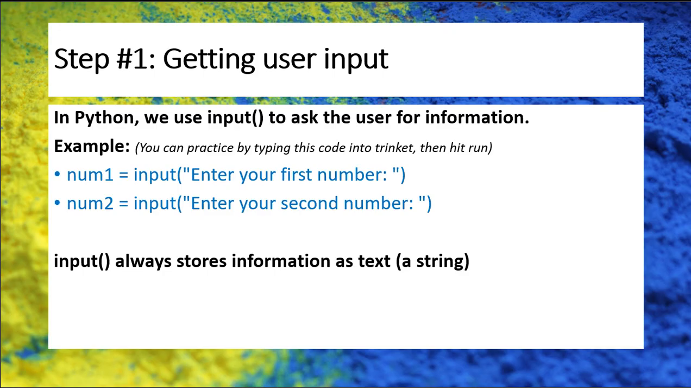Step 1. Getting user input. In Python, we use input to ask the user for information. Here's an example. You can practice by typing this code into Trinket, then hit run. You can pause the video while you type. Input always stores information as text, also called a string.